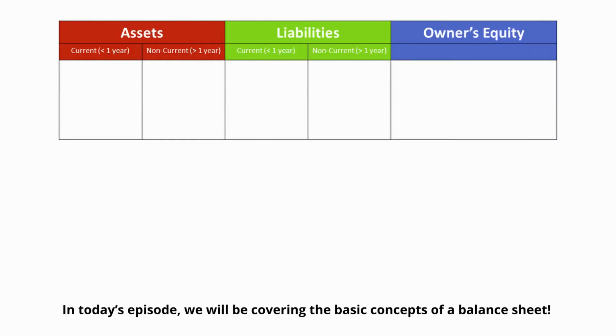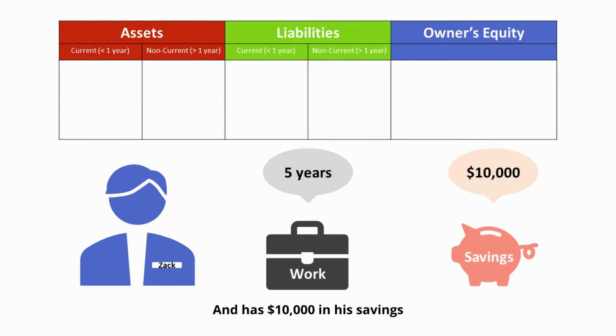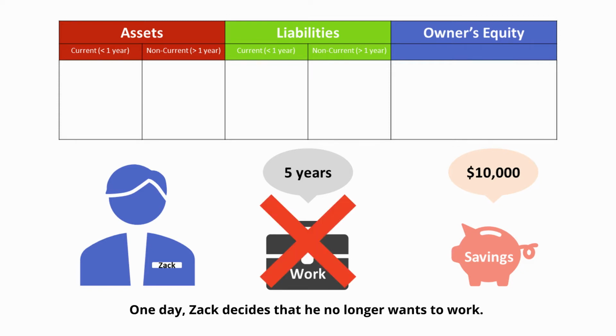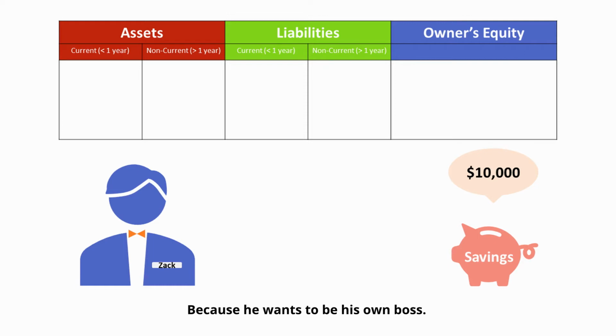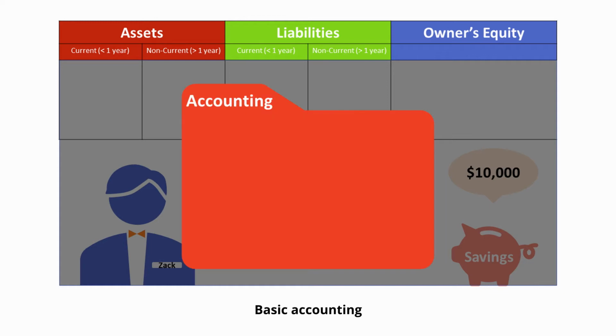In today's episode, we will be covering the basic concepts of a balance sheet. Meet Zach. Zach has been working for 5 years and has $10,000 in his savings. One day, Zach decides that he no longer wants to work because he wants to be his own boss. Being his own boss, Zach needs to know some basic accounting concepts.